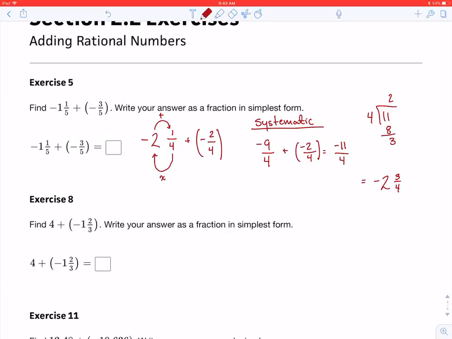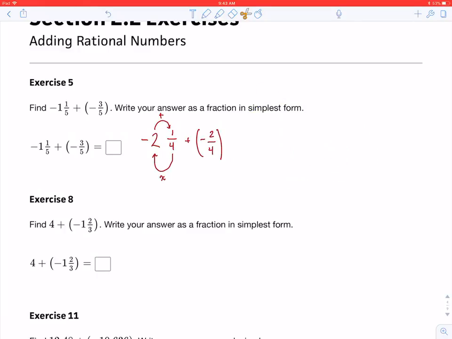Another way of doing this problem, I'm going to go ahead and erase this, is by just conceptually understanding what these fractions look like in their form. So if we actually were to draw a circle to represent these, I'm about to draw the most perfect circle you've ever seen.